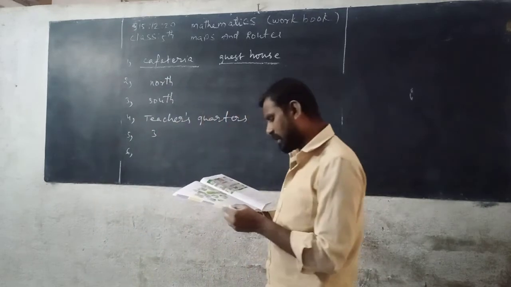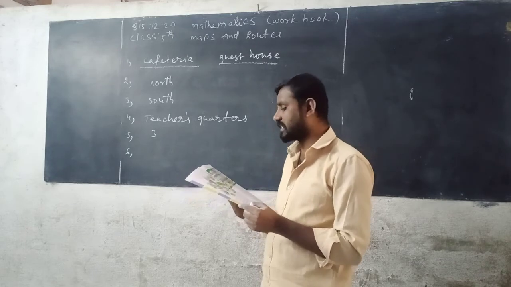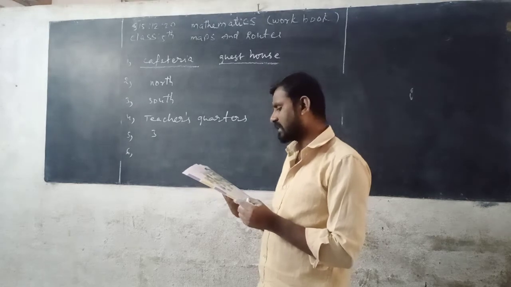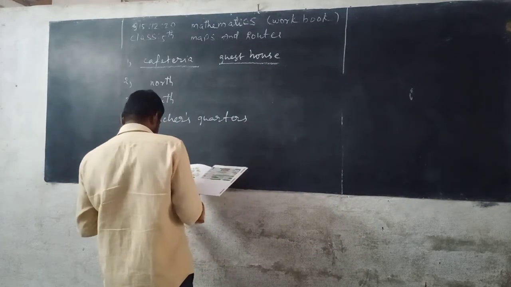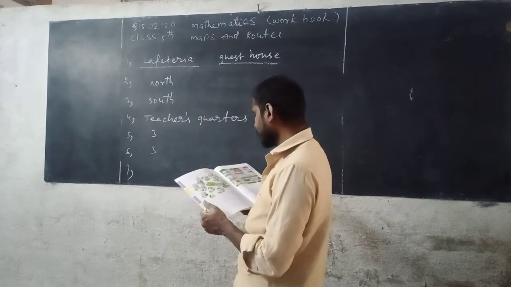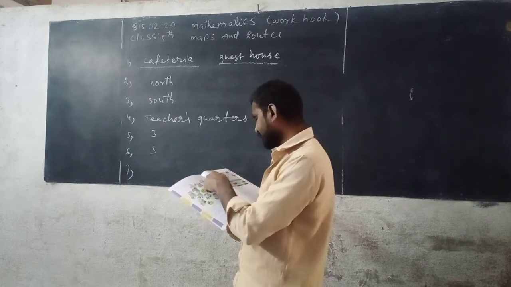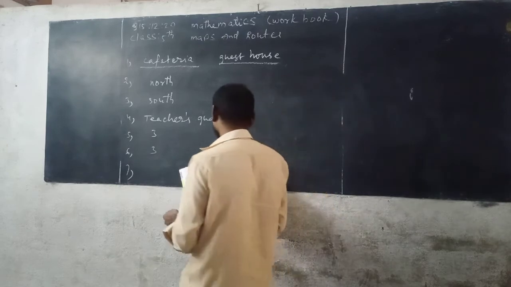Sixth one, the number of trees next to the principal's house is, principal's house, how many? See here, beta, three trees. Seventh one, the park is adjacent to the dash. The park, where is the park? This is the park, adjacent to the guest house.